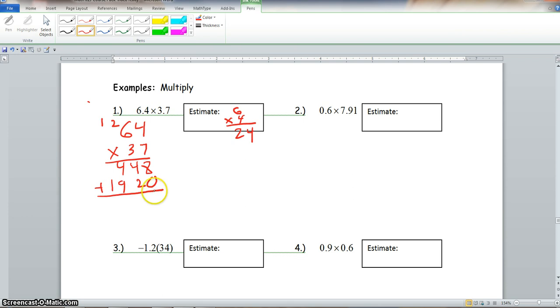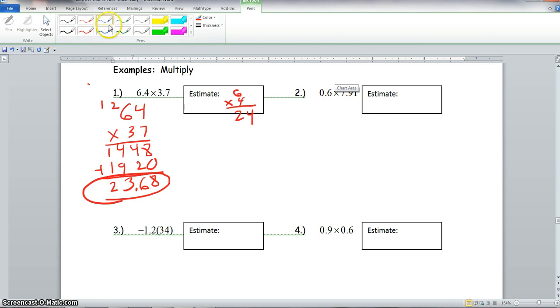Now we add these values together. 8 plus 0 is 8, 4 plus 2 is 6, 4 plus 9 is 13, carry our 1, and 1 plus 1 is 2. So we had 2,368. Now we go back to the original problem. We notice here we have a total of 2 digits behind the decimal, one in the first factor and one in the second factor. So now our final answer here would be 23.68 because we have to have 2 digits behind the decimal. Now if you look here, 23.68 is approximately 24. So our estimate and our answer are very close.